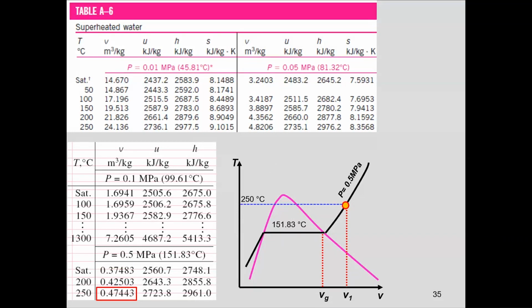All right. The values where it is written saturated, for example, this is written saturated, or this is written saturated. And under the temperature column, the first row would be the saturated temperature. For saturated temperatures, the three values which are written correspond to this saturated vapor point.